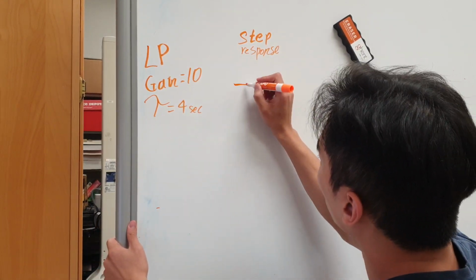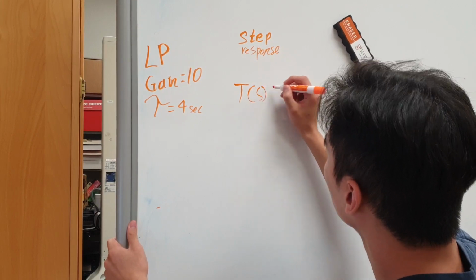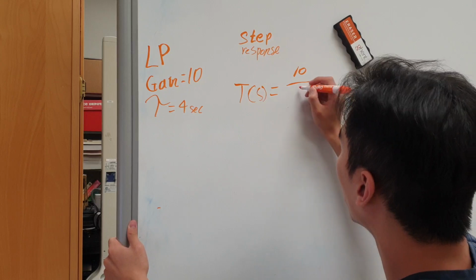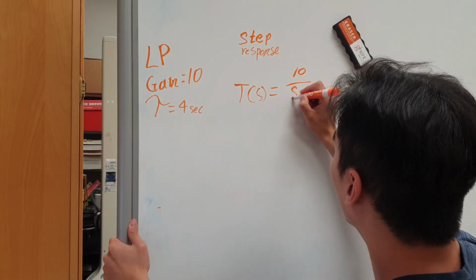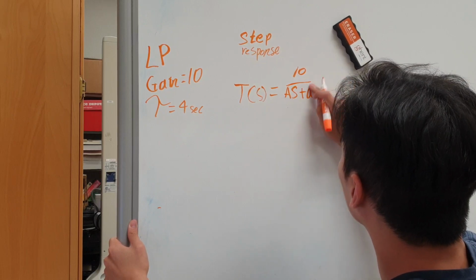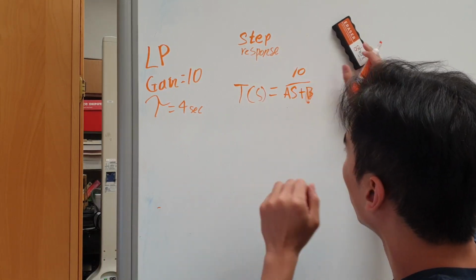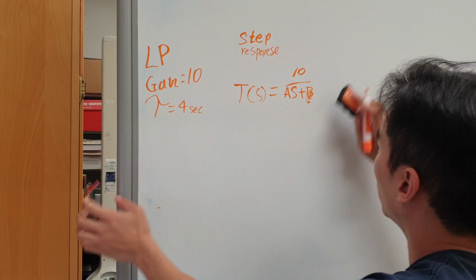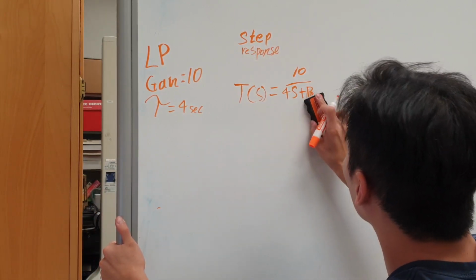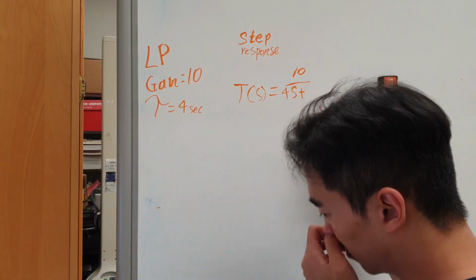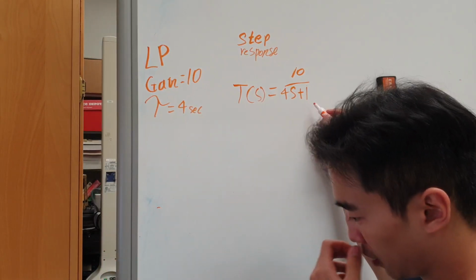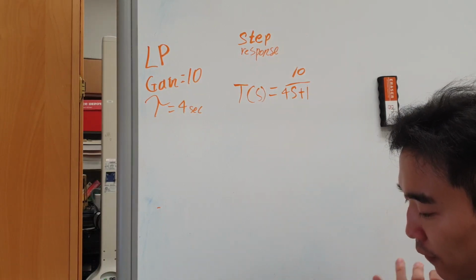So if we're to draw our transfer function, we'll have the gain on the top. On the bottom, we have the standard form of s plus a, but our a is our time constant. It's going to be 4s, and then we'll have 1 here, and that's the standard format for our transfer function.